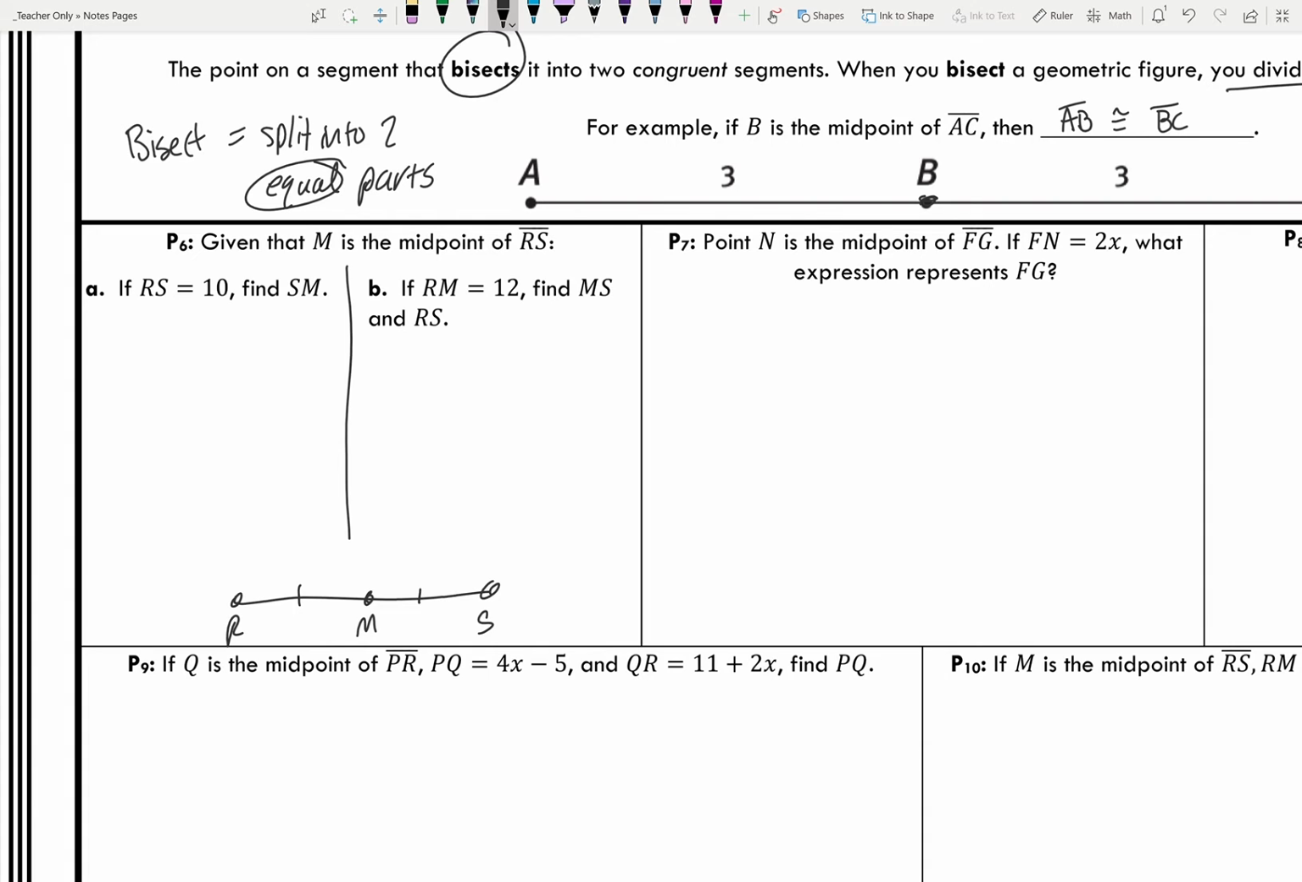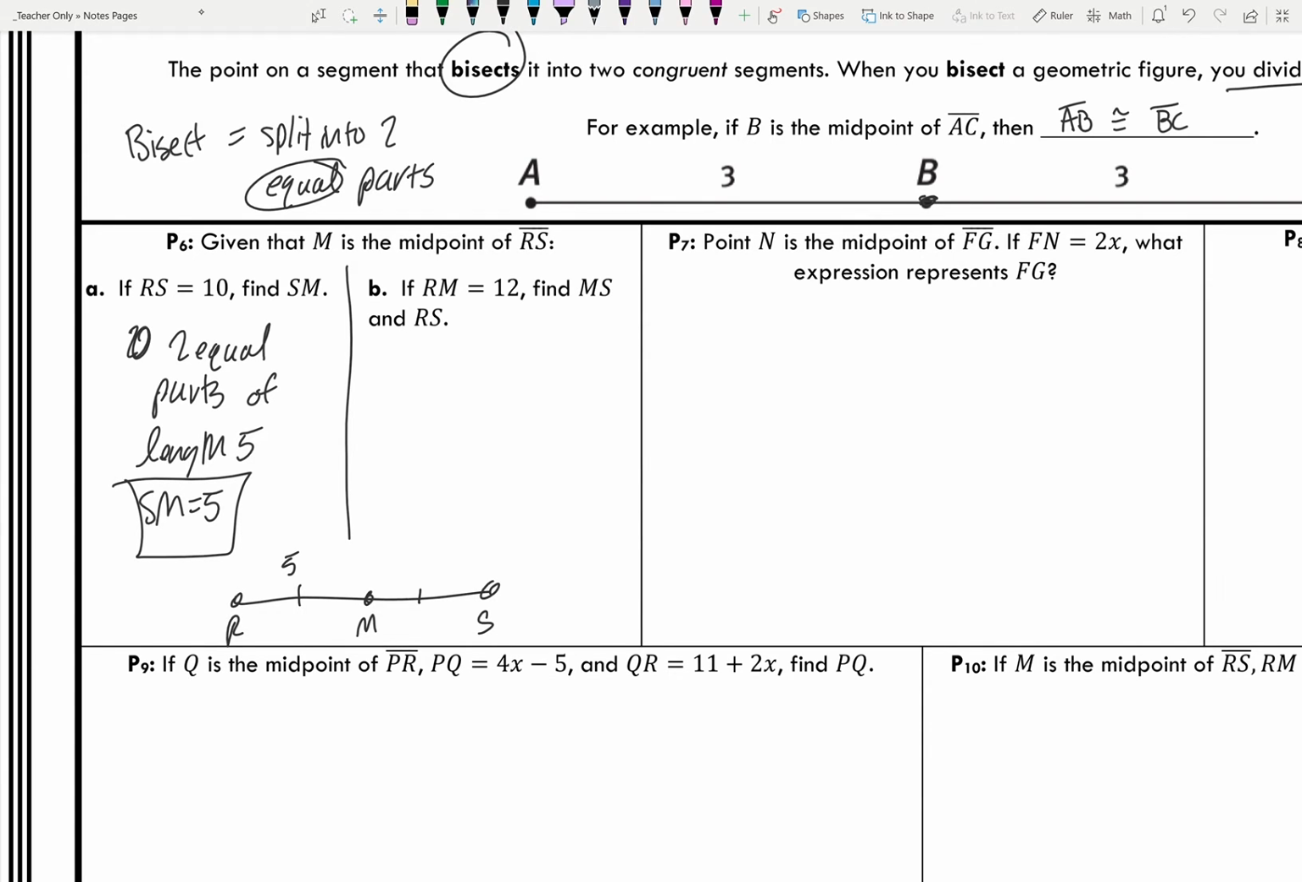So if RS is 10, so if the whole thing is 10, then find SM. Alright, that means I can split RS into two equal parts of length 5. So we've got 5 and 5. And what would SM be now? We know that is 5 because it's 10 divided by 2.